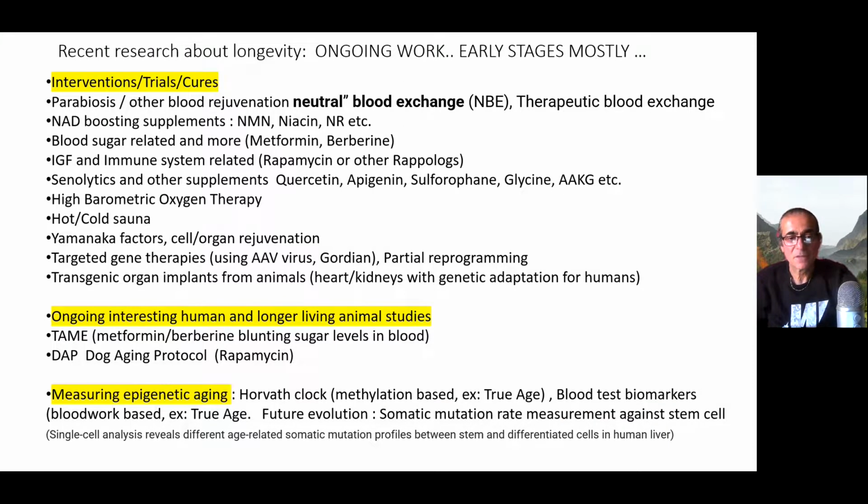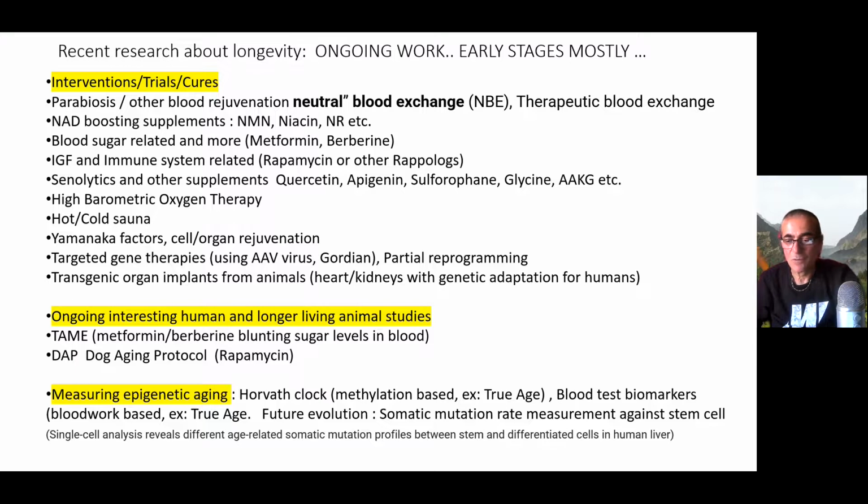So, recent research about longevity, and again, these are mostly early stages. There are some interventions or trials or cures that are already proposed. Something called parabiosis. They stitch together an old and a young mouse, and they realized that some of the organs in the old mouse became younger, and vice versa, basically. So they realized that there must be something in the blood that has some rejuvenation capability. So there is some research in that called plasma exchange or therapeutic blood exchange. These are trials.